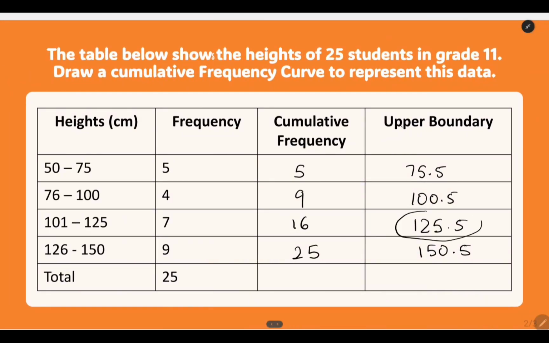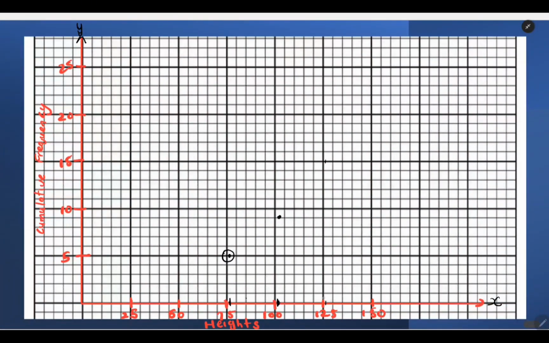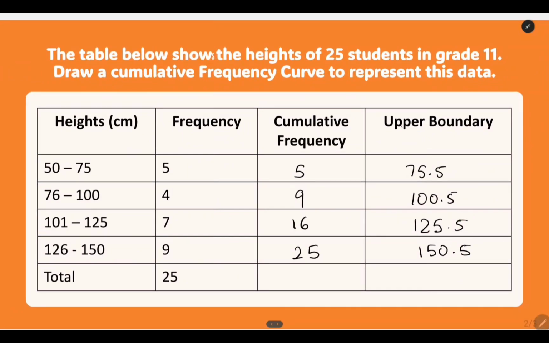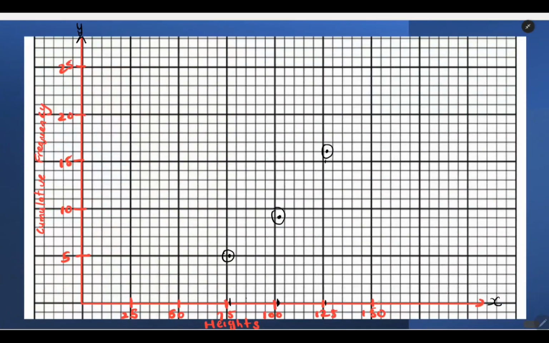And the next one, we want to go across to 125.5 and go up 16. So 125 is here, 125.5 would be there, and if here is 15, 16 would be right there. Let's draw a circle around the two that we already drew. And the last one, we want to go across to 150.5 and then go up 25. So 150.5 will be here, and 25 would be right here.